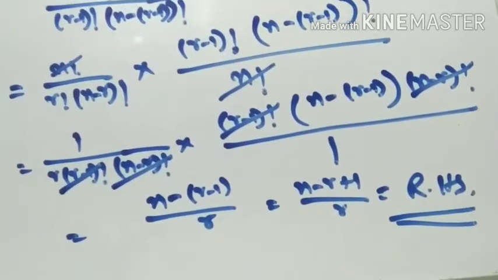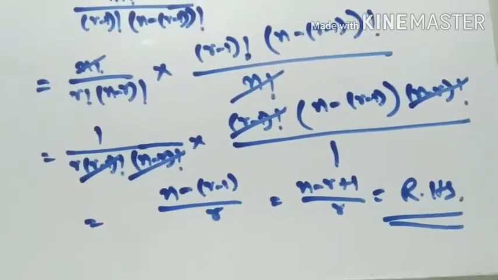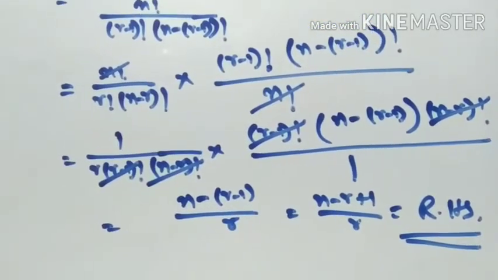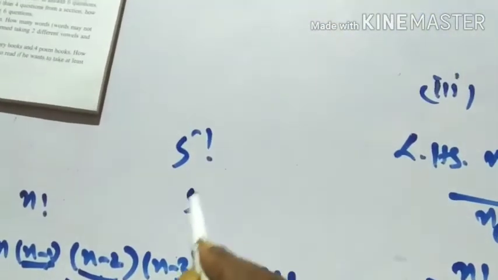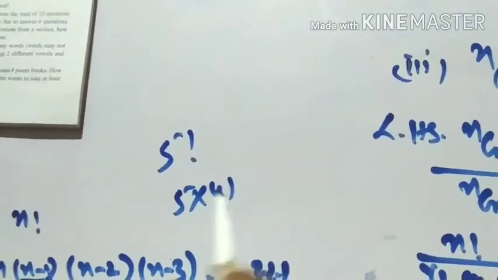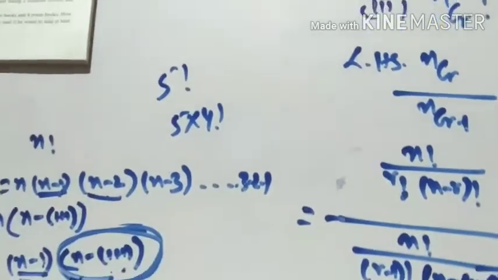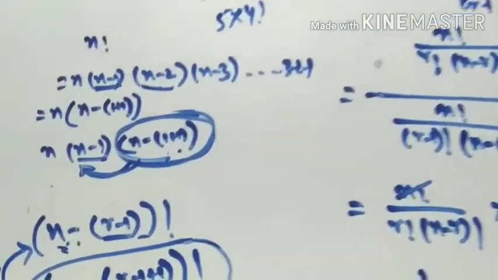The only important thing in the factorial is that you must know what the second term is. If it is 5 factorial, then after 5, what becomes the second term? The second term will be 4 factorial. This is the main theory of factorial.